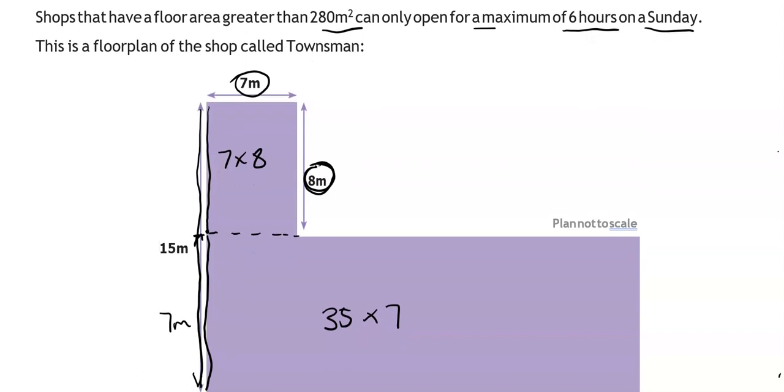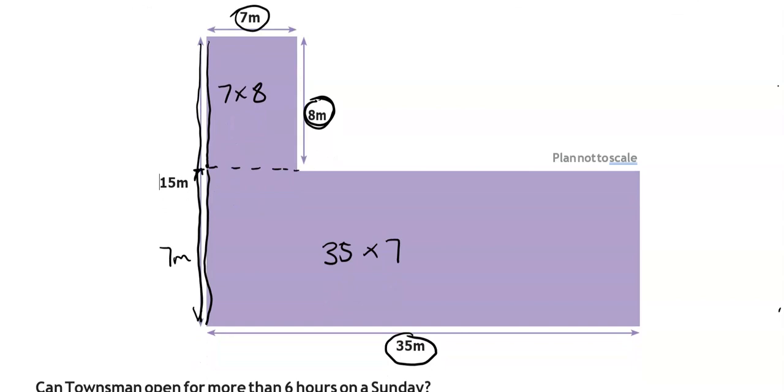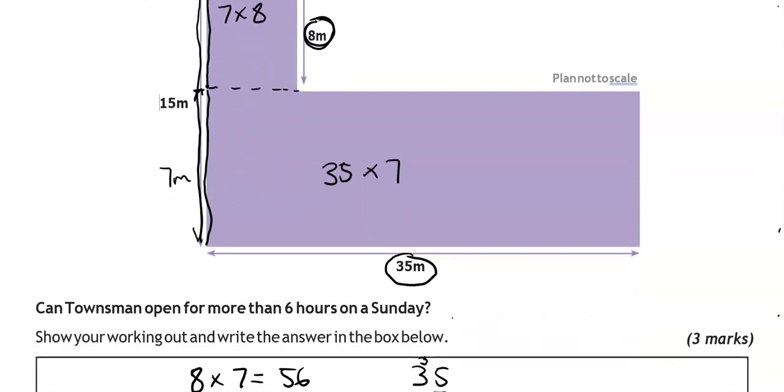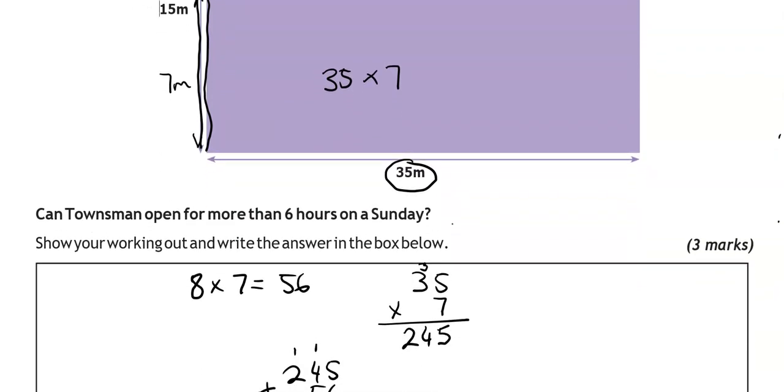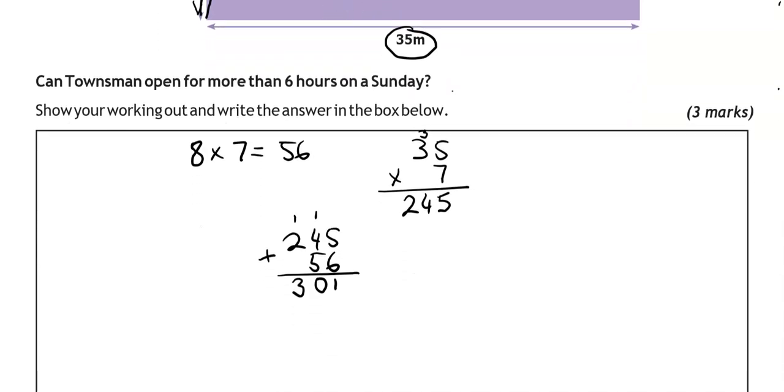And we're saying a maximum. So that's the highest it can be, 280. And so unfortunately the answer is no to this. Can Tasman open for more than 6 hours on a Sunday? The answer is no.